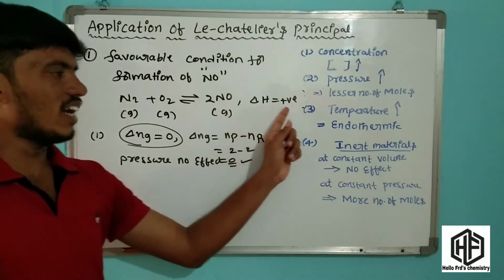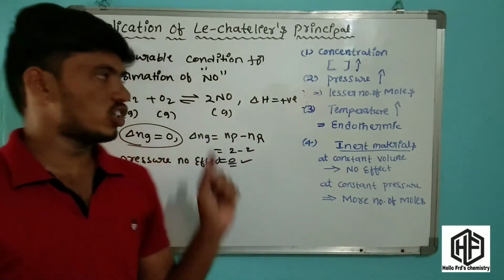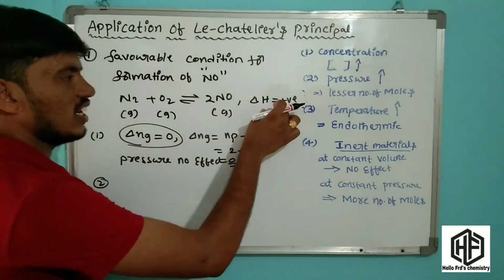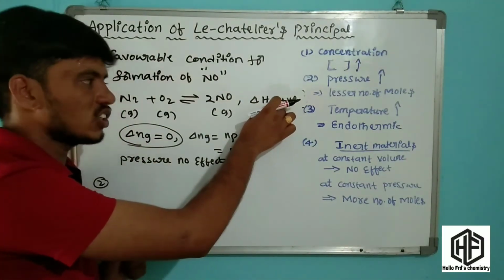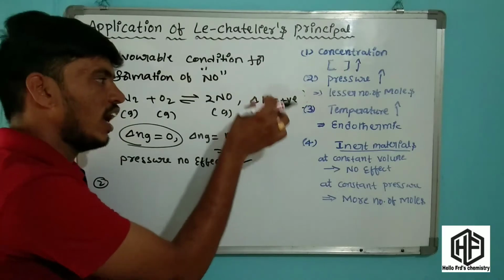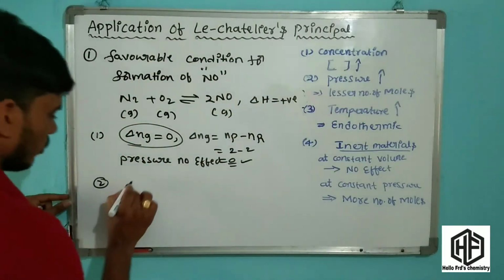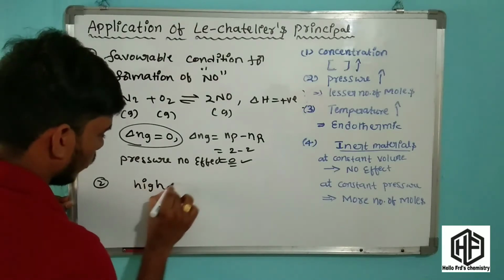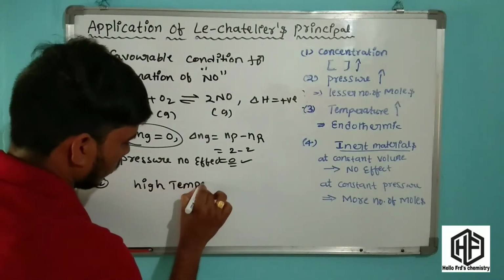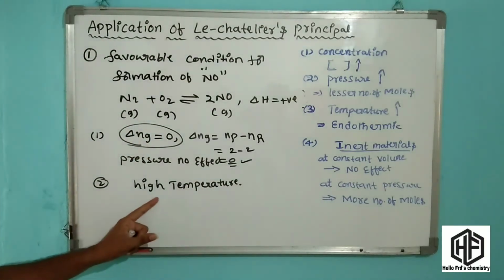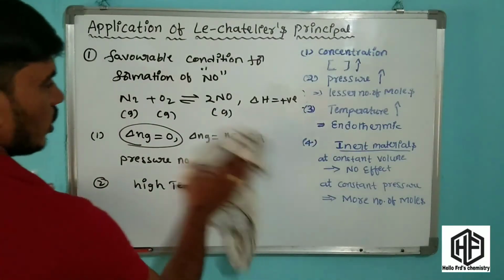And the second one is that delta H is positive. In the forward direction, delta H is positive. It means an endothermic reaction. The favorable condition for an endothermic reaction is high temperature. Okay friends, high temperature.